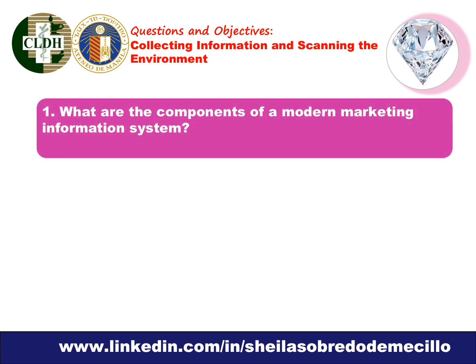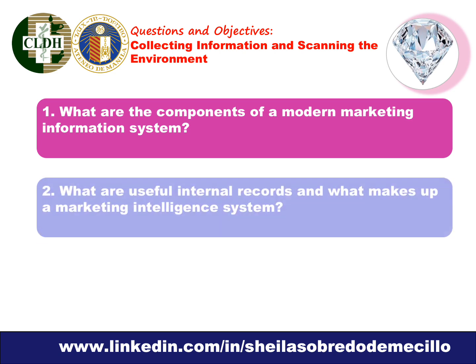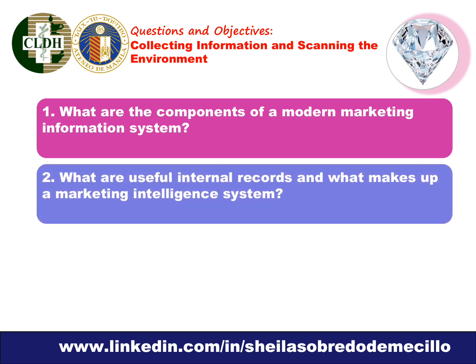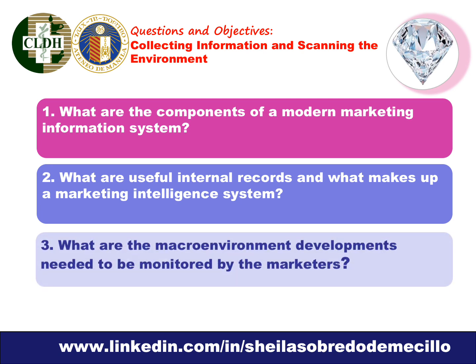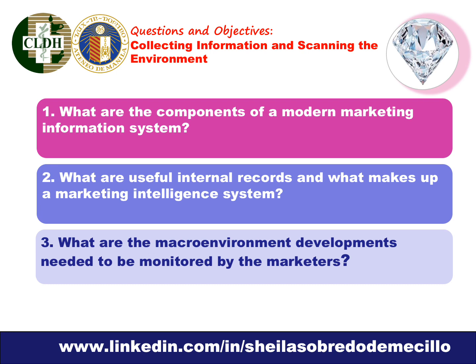First is, what are the components of a modern marketing information system? Two, what are the useful internal records and what makes up a marketing intelligence system? And three, what are the macro environment developments needed to be monitored by the marketers?